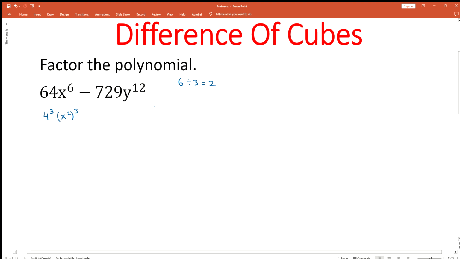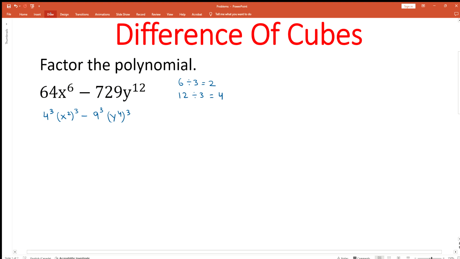In the second term, the cube root of 729 is 9. So we can write 729 as 9 cubed. We can write y to the power 12 as a cube term as y to the power 4 cubed, because 12 divided by 3 is equal to 4.